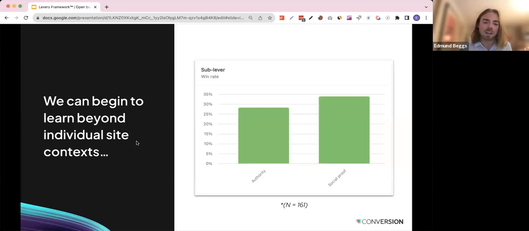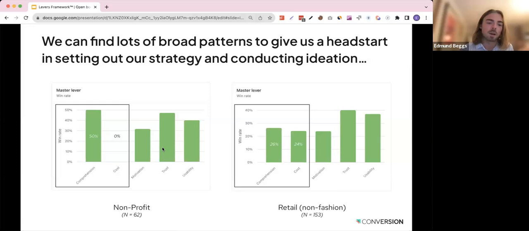And perhaps if we'd had this macro insight that social proof on the whole outperforms authority when we're going through our initial ideation task, we might have thought, well, is social proof likely to be the better solution before we even run our first experiment? A similar head start might be achieved by looking at other kinds of industry level macro data, for example, contrasting not-for-profit versus retail experiments and seeing that while motivation, trust, and usability may behave in relatively similar ways, comprehension-based experiments and cost experiments behave very differently indeed. And this, again, can give you a real head start into understanding what kinds of experiments you should prioritize.